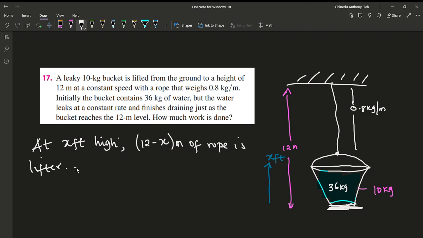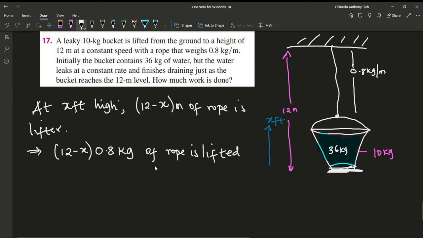So this implies that 12 minus x times 0.8 kg of rope is lifted. So this is the mass of rope lifted. Again, let's compute the mass of water lifted.